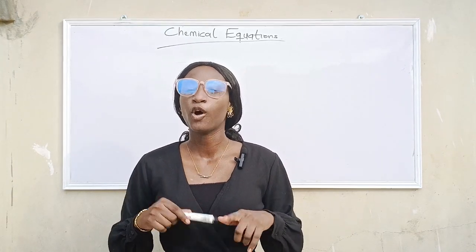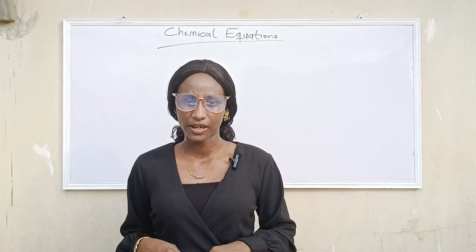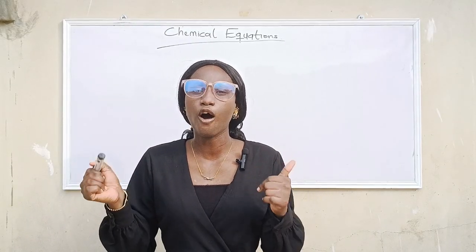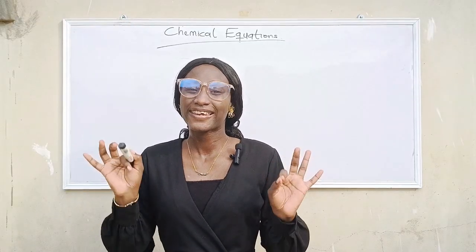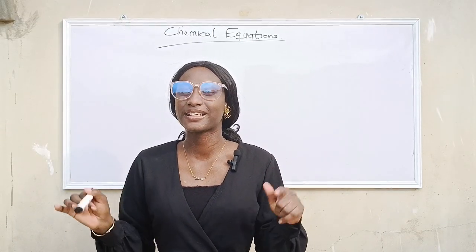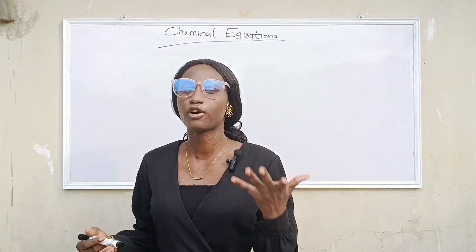In today's video, we will be looking at how to balance chemical equations. What is a chemical equation? A chemical equation is a symbolic representation of a chemical reaction. So in chemistry, how we represent our chemical reactions is by using chemical equations. And with a chemical equation, you can get the following information.